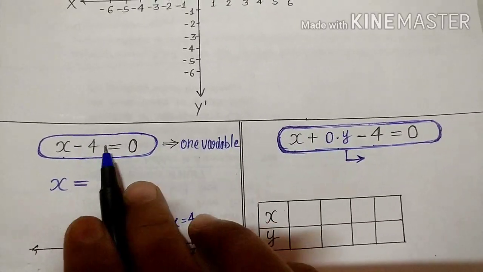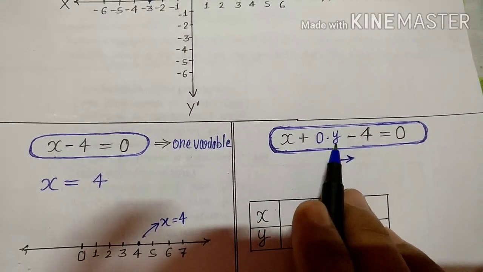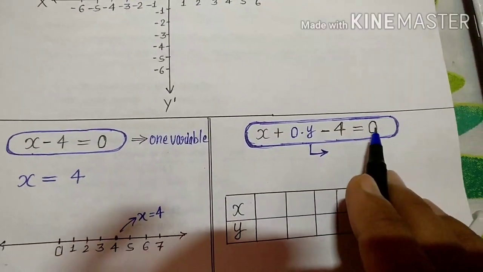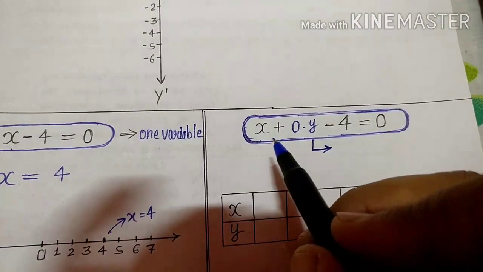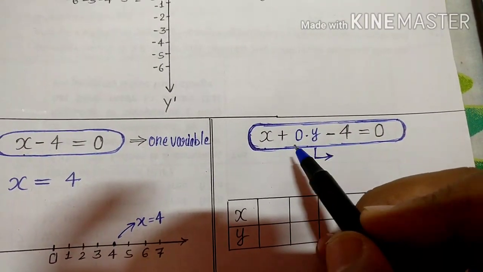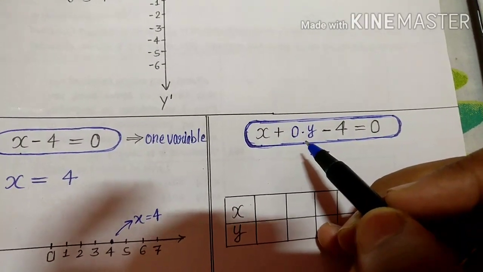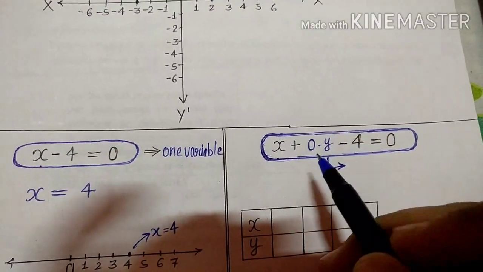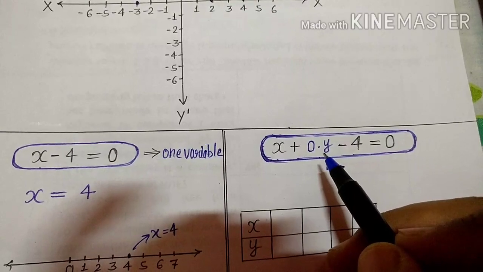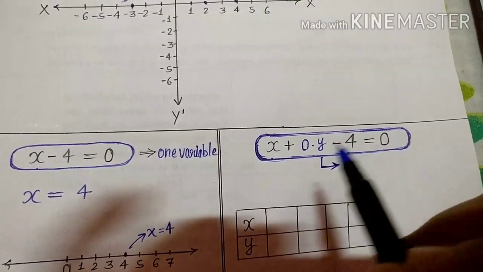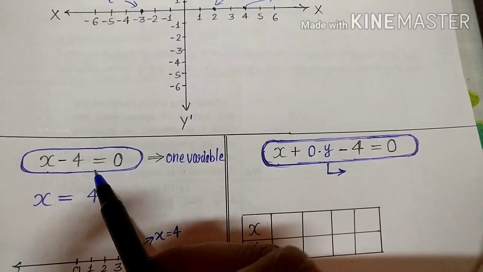See, x minus 4 we have written. In the middle what we have written? 0 multiplied by y. Then equal to 0. If you observe carefully, what will happen? If we multiply y by 0, what will come? 0 only. So it will not make any difference in this equation. x minus 4 equal to 0. See, 0 y is 0. So x plus 0 is x only. So x minus 4 equal to 0. Again it becomes the same thing only.